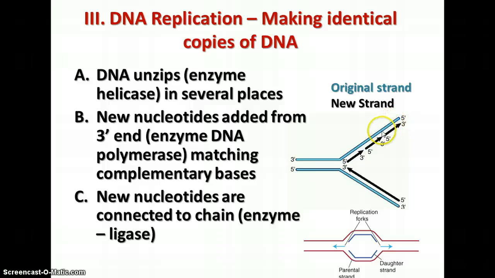So when you unzip down a little bit, it has to copy just this part. And then when you unzip a little bit farther, it has to copy this part. And so what you end up with is a leading strand that's copied continuously and a lagging strand that has to be copied one piece at a time because it has to be copied backwards. The multiple places where this happens in the DNA strand are called replication forks. And when the process is finished, you will have two strands of DNA, each one that is half original strand and half new strand.